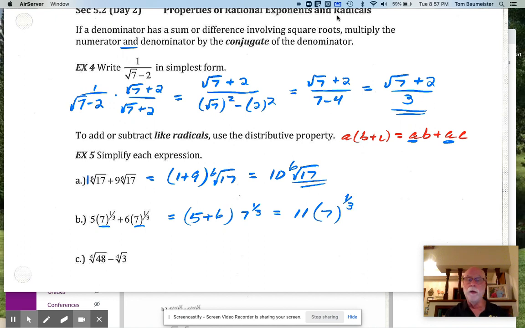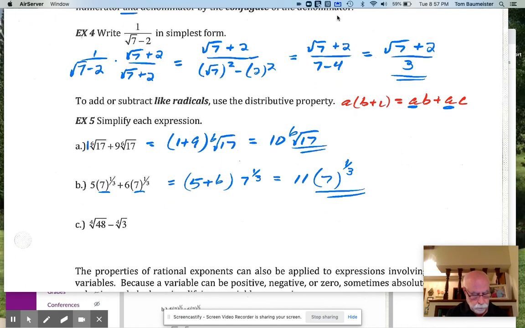Remember, that's as far as you can go on this one here, because you can't say 11 times 7 is 77. I see that a lot. Again, the only thing we can do is if we had the same exponent, we would have to have the same base, and so on. All right? So don't tell me it's 77 raised to the 1/3 power. So those two are pretty straightforward.